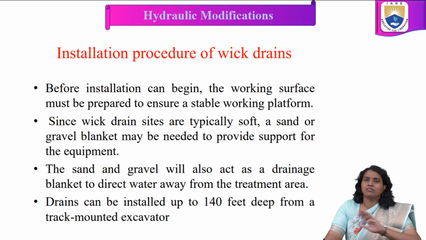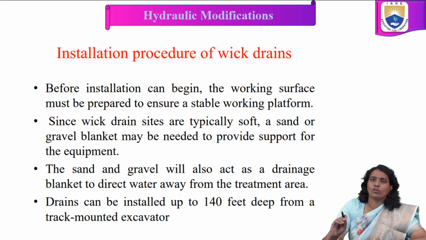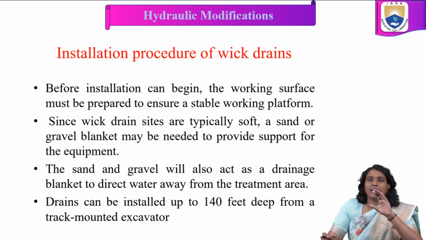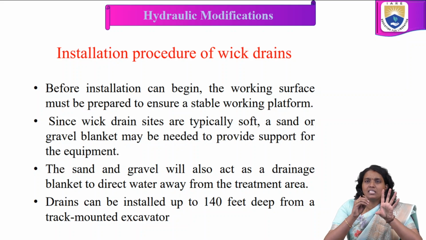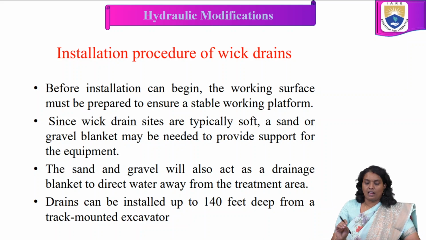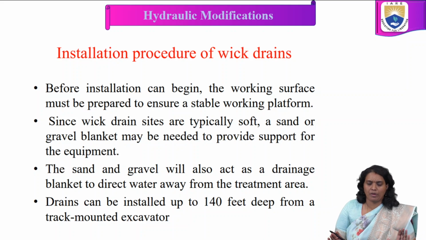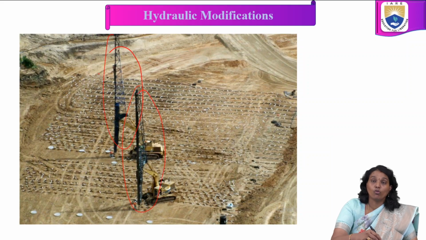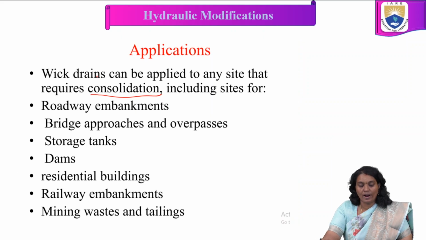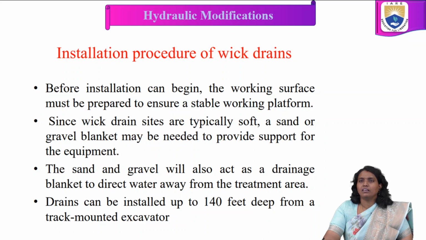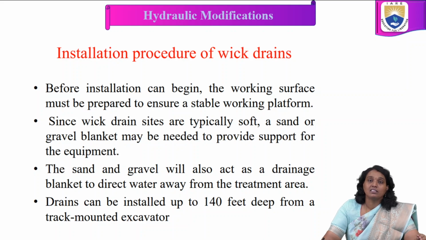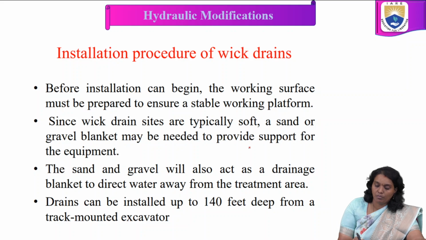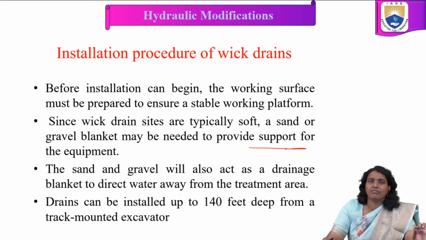Once the working platform is ready, typically whenever the ground is completely soft, a sand or gravel blanket may be needed to provide support for the equipment. So for wing drains we use this kind of equipment, and we provide a sand or gravel blanket to support the equipment for installation of the wing drains.